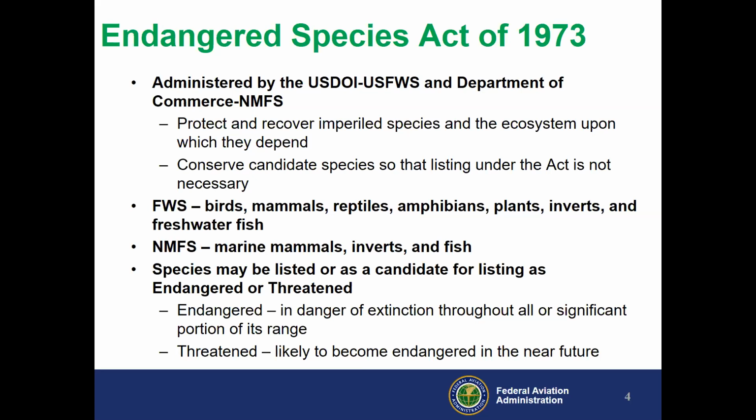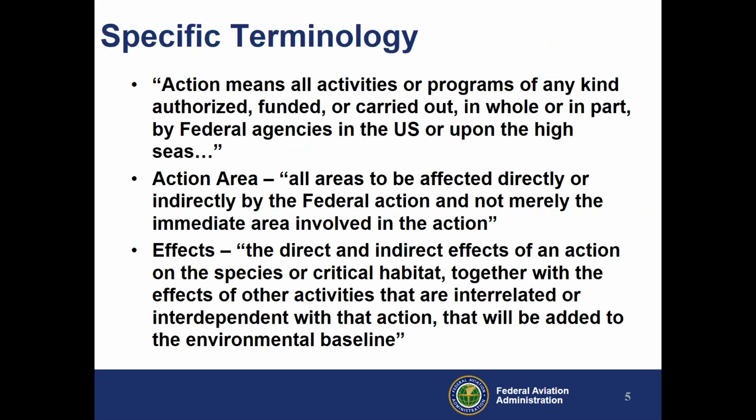Now, species are often listed as either endangered or threatened, or as a candidate for listing on the endangered species list. Now, I want to call out some specific terminology. We see that in the National Historic Preservation Act as it refers to area of potential effect, but under the Endangered Species Act, we look at action area, action, effects, direct and indirect effects. And so I'd like you to really focus in on that as I talk to both endangered species and historic properties.